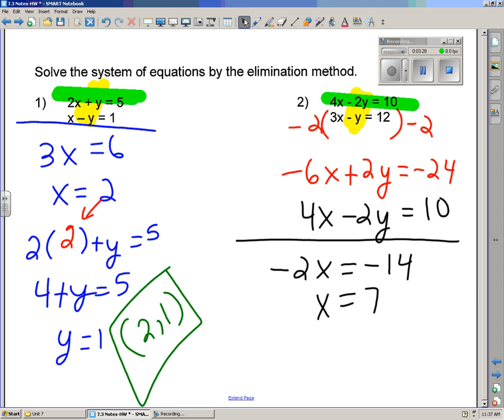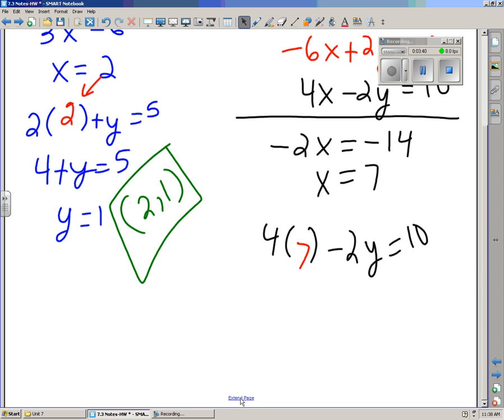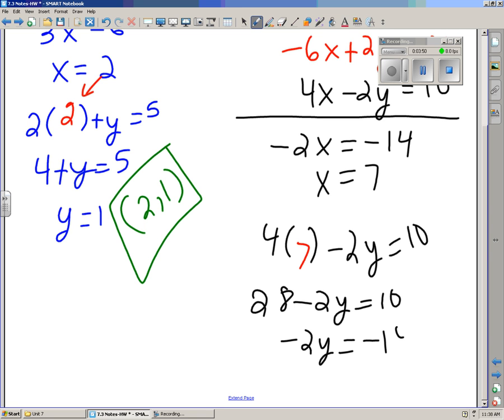And then what happens here is when I do the substitution, I'm going to get 4x minus 2y equals 10. And then when I actually do the math, I get 28 minus 2y equals 10. Subtract 28 on both sides and get negative 2y is negative 18. Divide both sides by negative 2, and y is positive 9. So the solution to this particular problem is x is 7, y is 9.